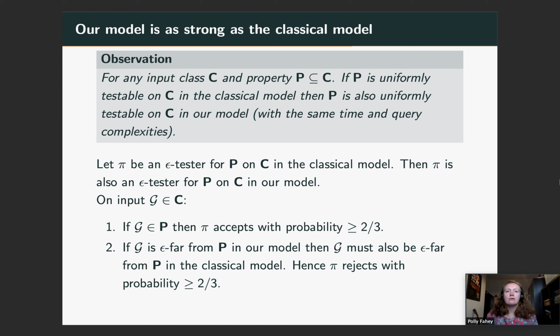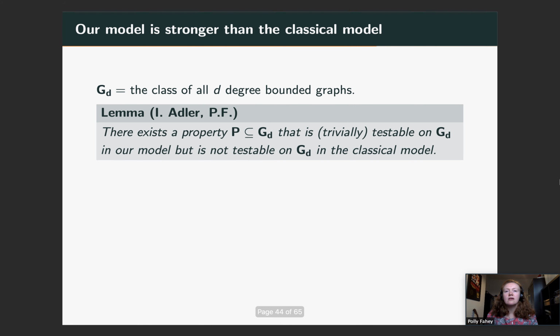So clearly pi will reject with probability at least 2/3 as required, and hence pi is an epsilon tester for P on C in our model, and hence P is testable in our model. Okay, so we have shown that any property that is testable in the classical model is testable in our model, and so the next natural question is whether there exists a property that is not testable in the classical model but is testable in our model. And we have come up with such a property.